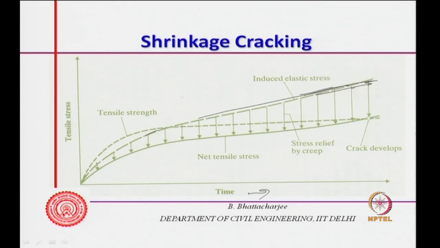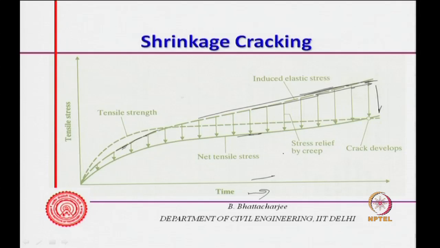So, in the beginning, shrinkage stress could be less than the tensile strength, but if it crosses the tensile strength, cracking would come. Fortunately, there is some amount of relaxation because of creep, because you have a tensile stress which is sustained with time. So there will be some relaxation due to the creep effect, because it is a restrained structure. Restrained structure shows shrinkage cracking.